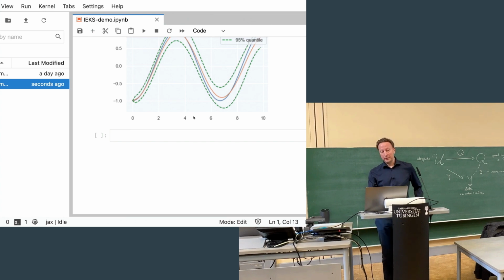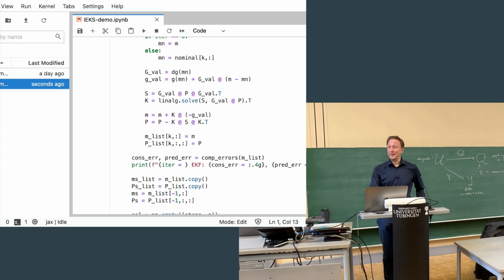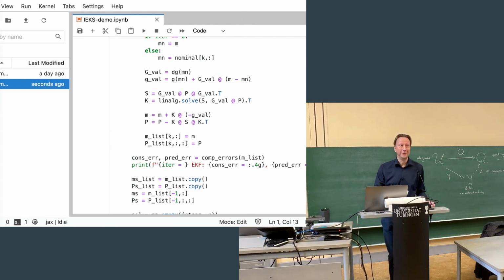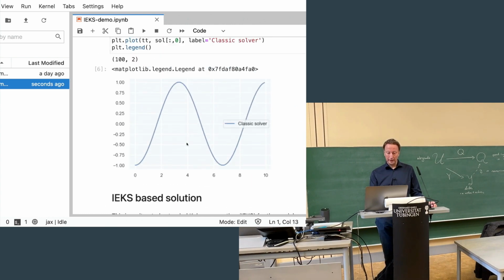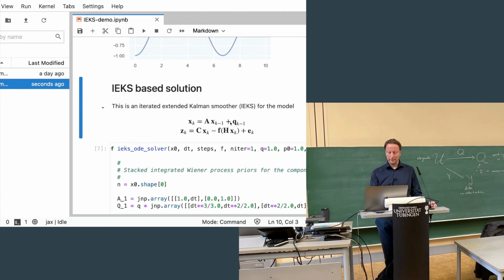And the EKF-based solution, you just leave out the iteration and delete the smoother part. So that is the EKF-based solver. And then you could implement a particle filter by using a particle filter for this model. There will be some numerical trouble if you try that, but at least that would in principle work.